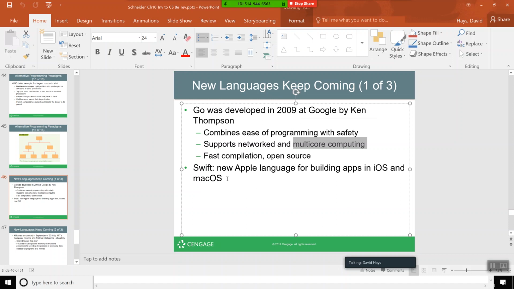And then Swift is what we're using in that iOS app development class.